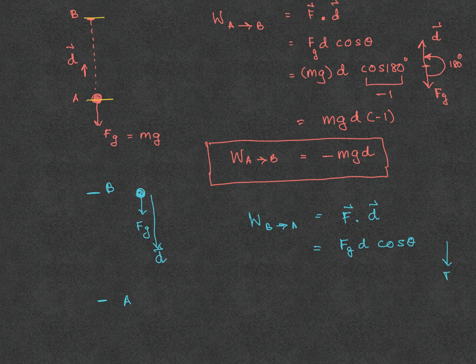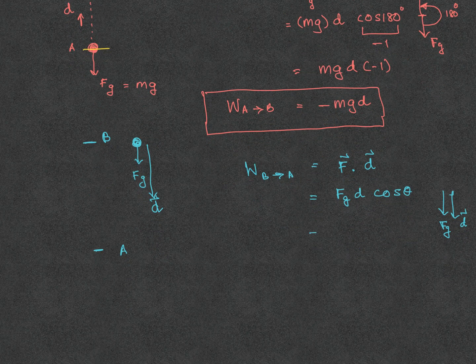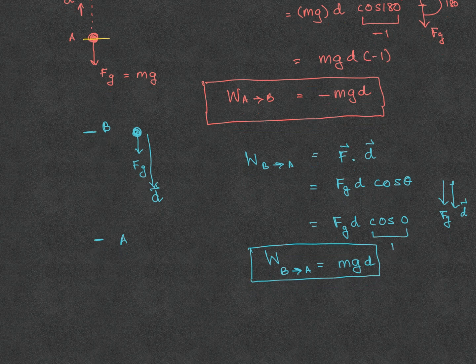Now again we are looking at what theta is. So let's mark Fg and d. They are parallel, pointed downward, and when two lines are parallel, the angle is 0. You already know that. Cosine 0 is 1. Therefore, if you substitute for Fg, which is mg, it is mg times d, and that's the answer for work going from B to A. So you can put a box around that.